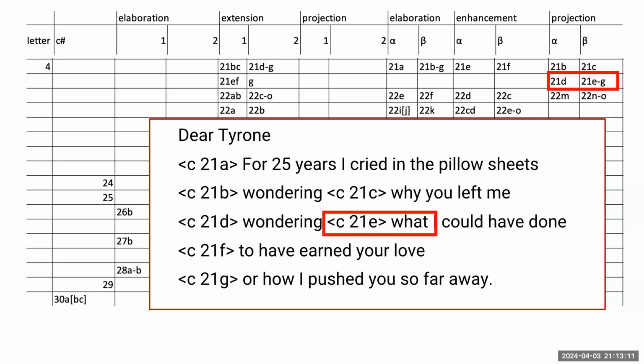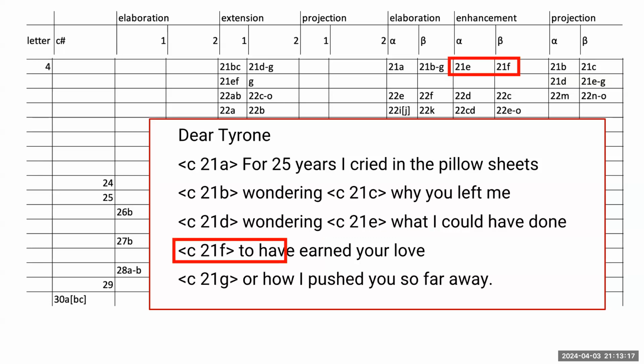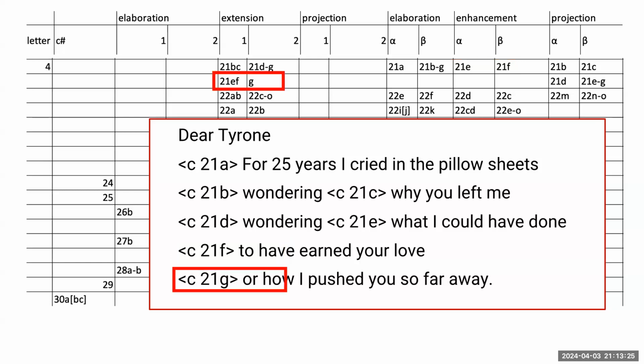But wondering what would also be, again, a kind of hypotactic projection. What I could have done to have earned your love, purpose, so enhancement. Or how, EF, what I could have done to have earned your love, or I'm taking a paratactic extension.